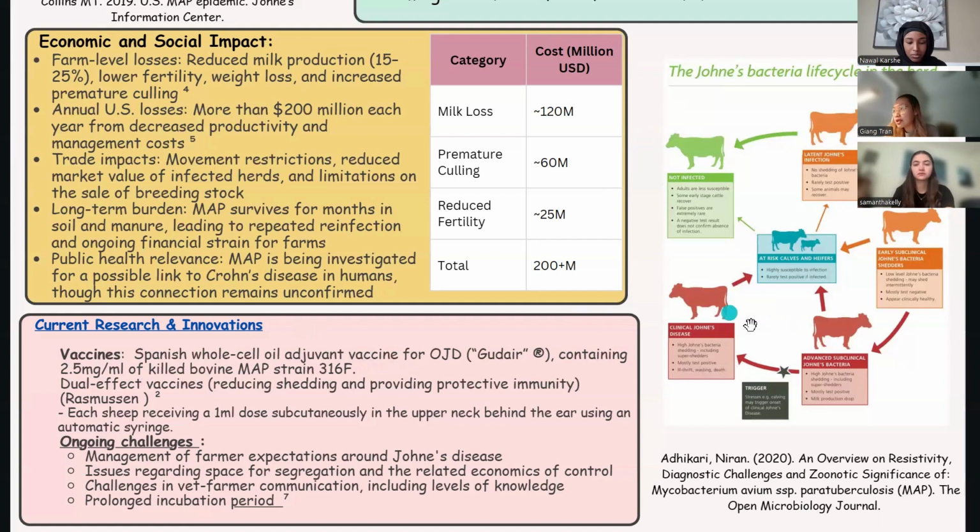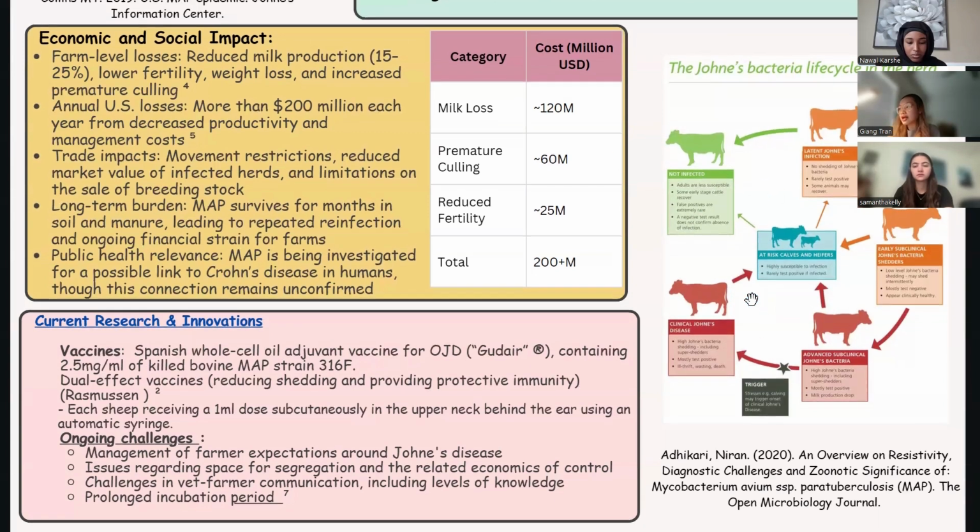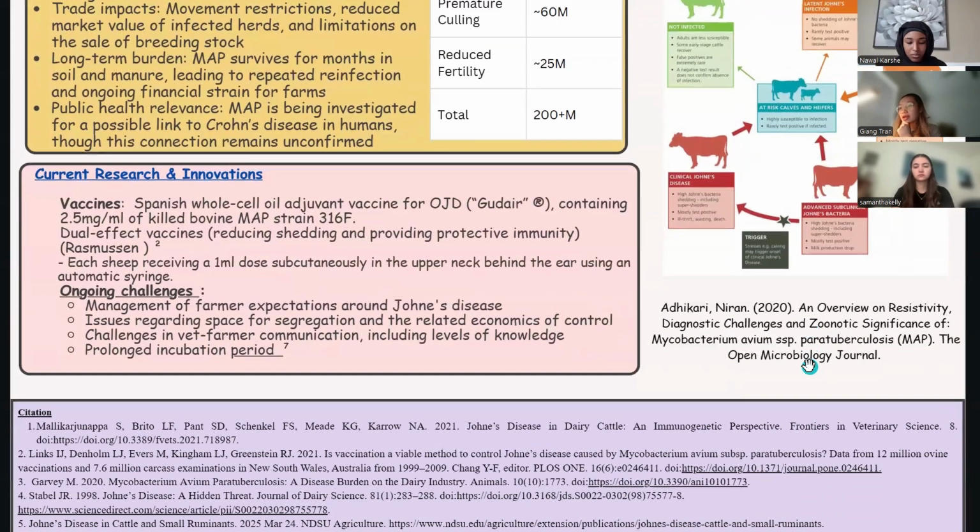And this is a life cycle of Johne's bacteria in the herd. And this is our citation.